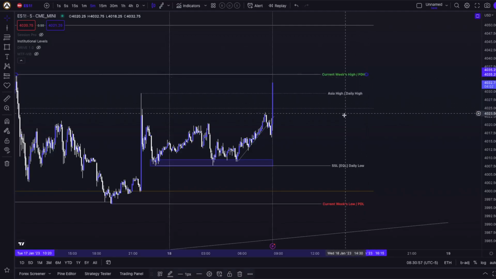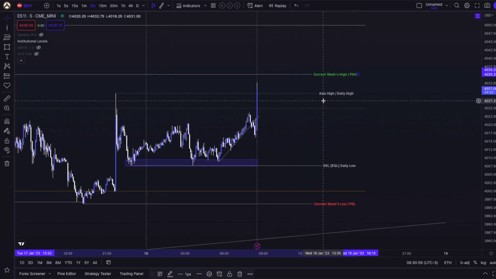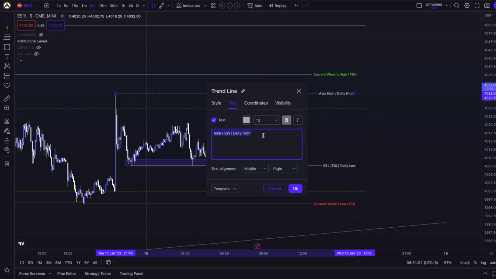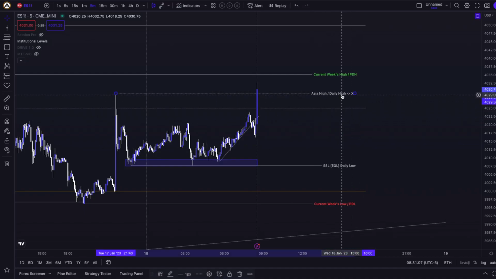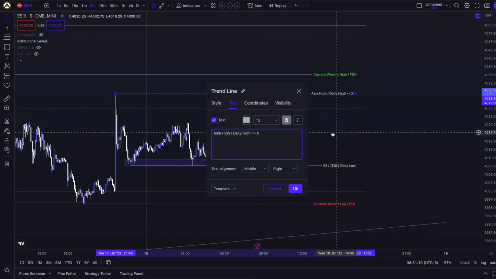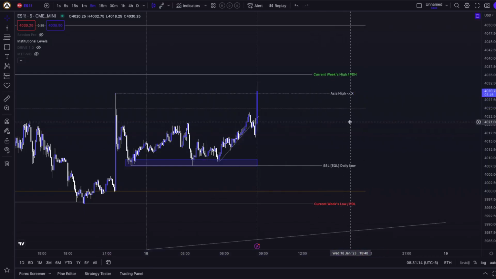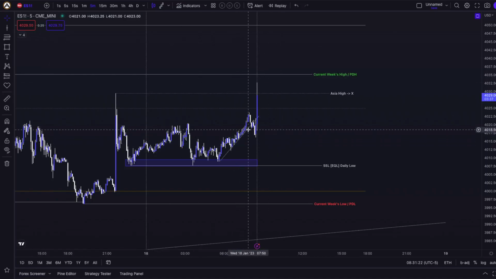All right, let's see the PPI news. Yep, okay, we broke above our Asia high, daily high, so we're going to mark this out as broken. And we are going to remove the daily high from here. The Asia high has been taken out, and we're currently forming a new daily high on a 5-minute time frame. All right, that's interesting. So let's see how this plays out.